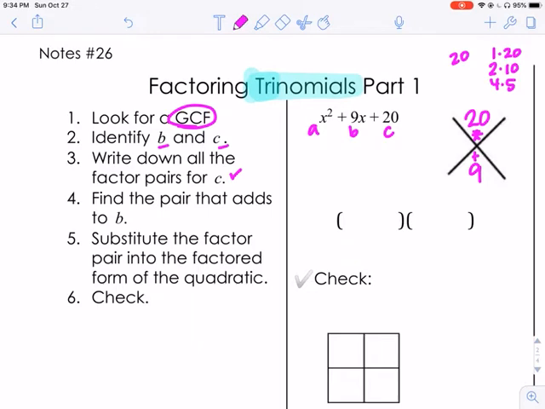So I'm going to look to see which of those can add to give me 9. So I have 21, 12, and 9. So I know that I have 4 and 5. So I know that those are my factors, 4 and 5. So I'm going to put them right here. This would be x plus 4, x plus 5.